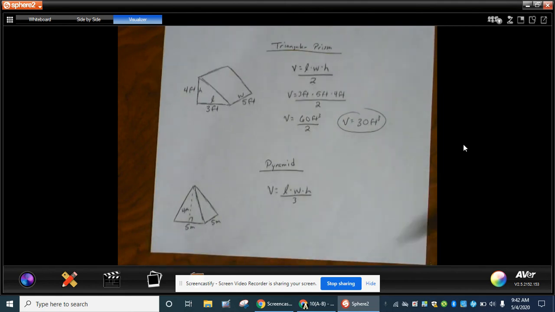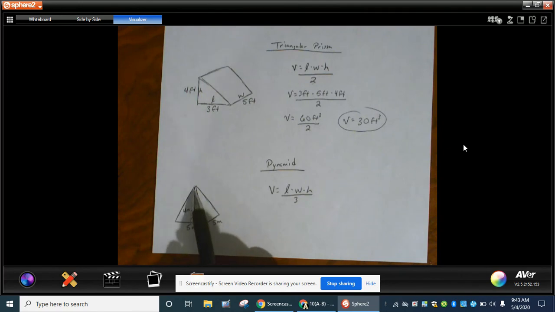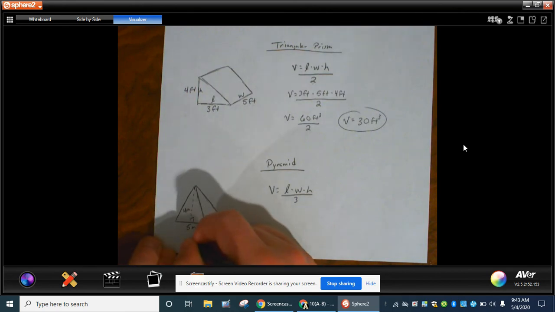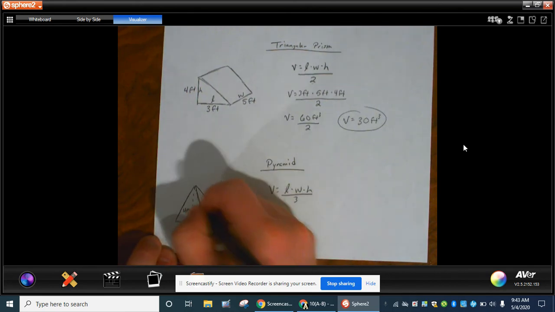Very similar again. Pyramids are a third of the size of a rectangular prism in volume. The amount of space inside that pyramid is 1/3 the size of a rectangular prism. So we're going to talk about a square-based pyramid. Square base means that it has a square base, and all sides of the base are the same, 5 meters by 5 meters. The height of this pyramid is 4 meters. So again, we're going to identify which is which. This could be length, this could be width, and this is height.